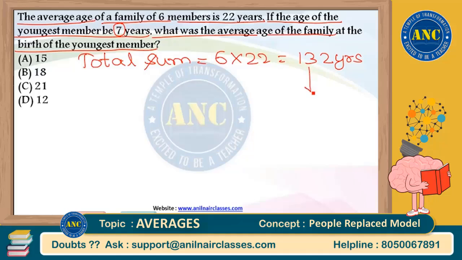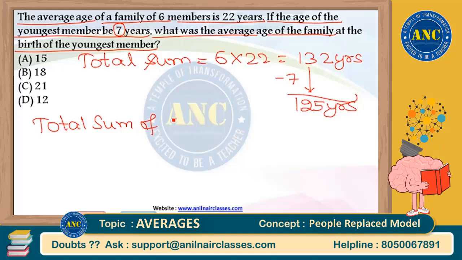But if I exclude that youngest member 7 years, total sum of the remaining 5 people at present, excluding the youngest member, is 125 years. Now, 125 years is the total sum at present when the youngest member was 7 years.